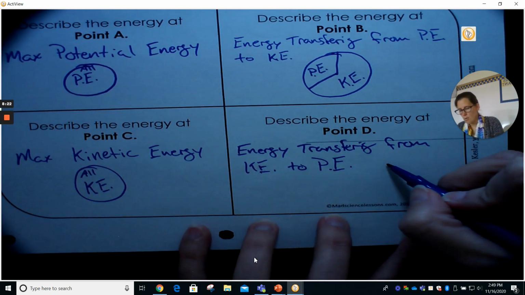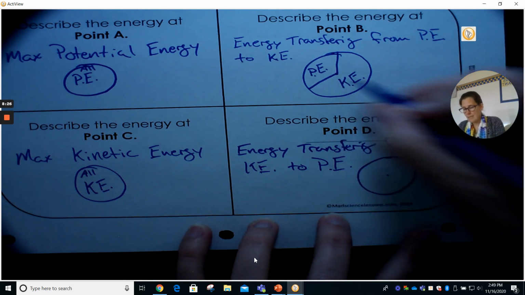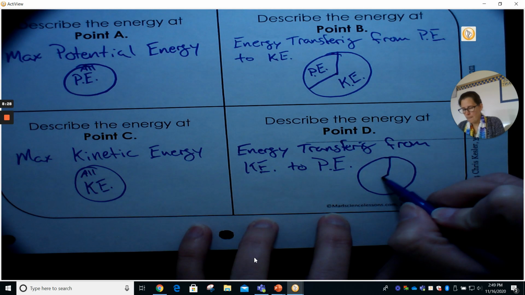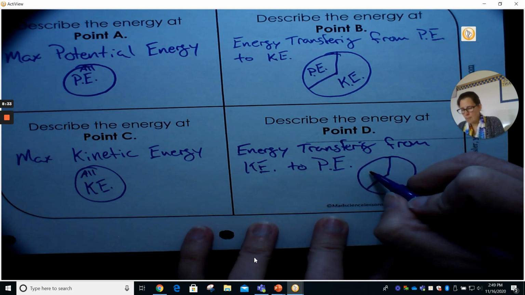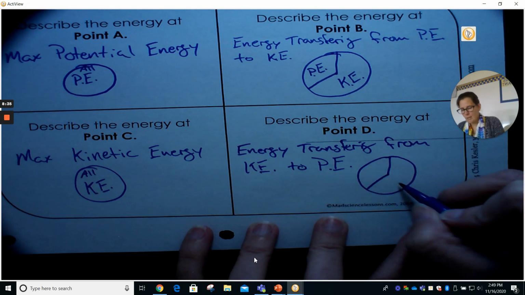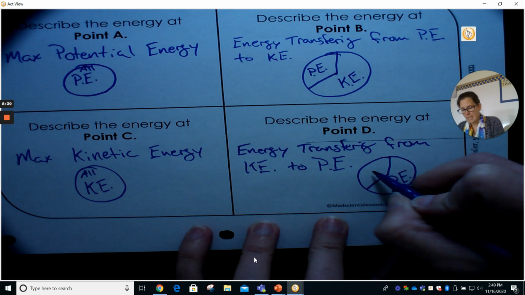So if we drew our circle, our pie chart, it might look about the same as that one there, but we'd be changing them around a little bit because we'd have a little bit more potential energy than the kinetic.